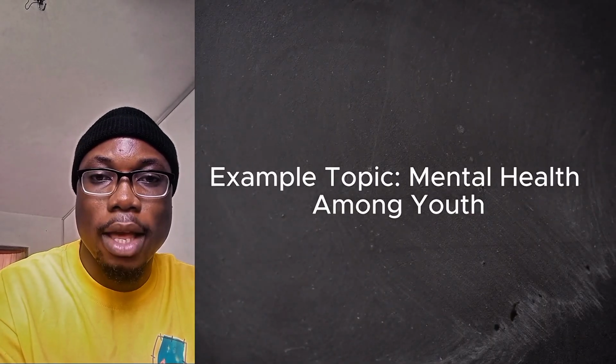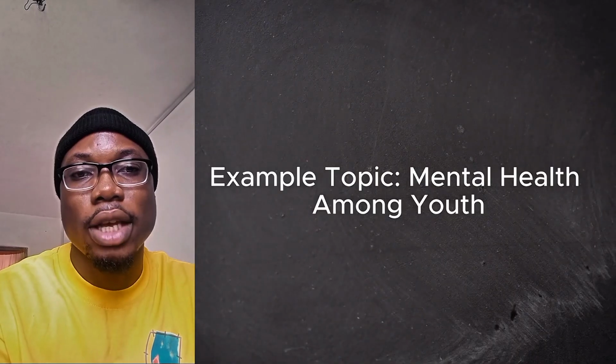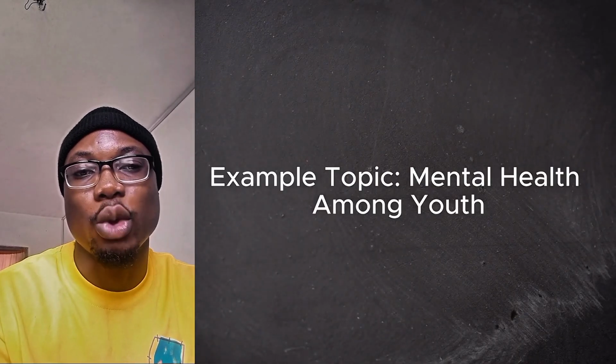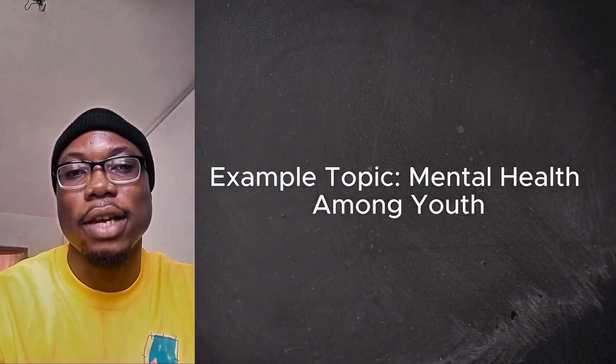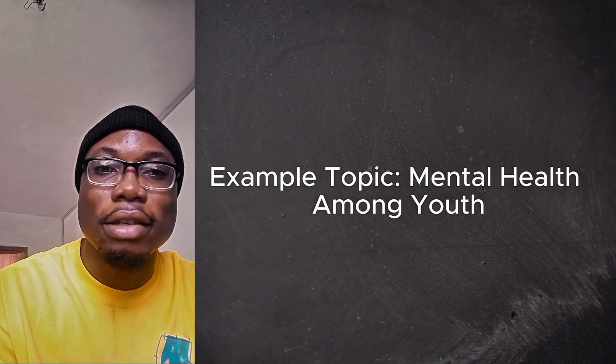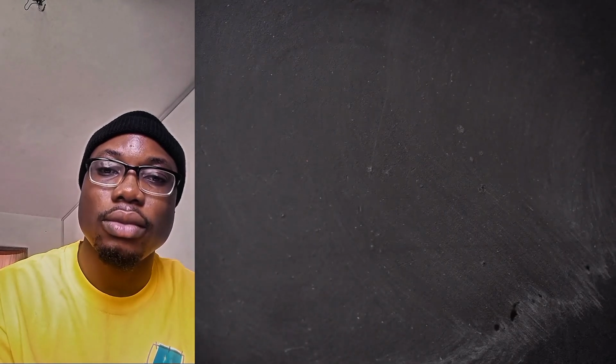So let's use a relatable example throughout this video. A topic, mental health among youth. This is a big and important topic that everybody can understand, and it's perfect for showing you how to narrow down and craft a powerful story. So grab a notebook, a pen, or whatever, and let's dive in. Here are the 5 steps to writing a brilliant literature review.